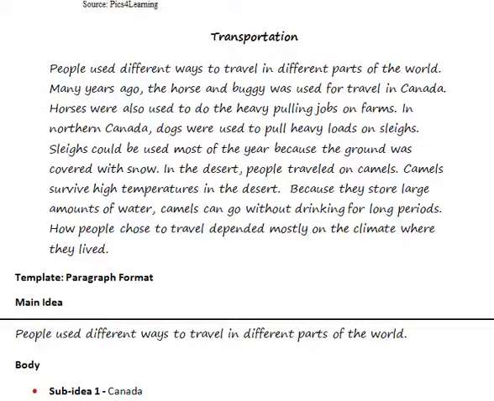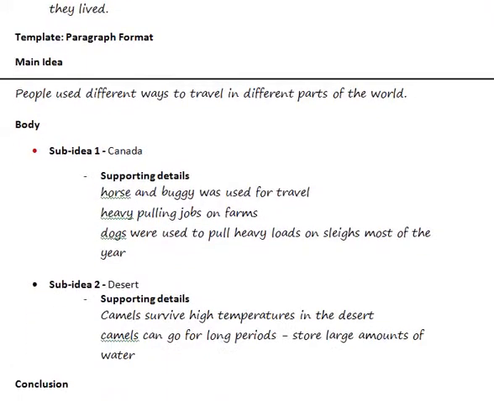Template for the paragraph format. Main idea: people use different ways to travel in different parts of the world. Body. Sub-idea number 1, Canada. Supporting details: horse and buggy was used for travel, heavy pulling jobs on farms, dogs were used to pull heavy loads on sleighs most of the year.